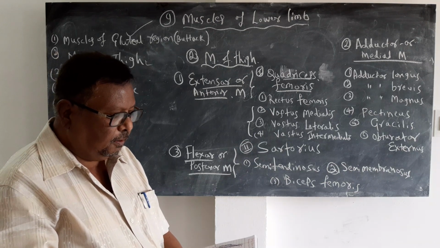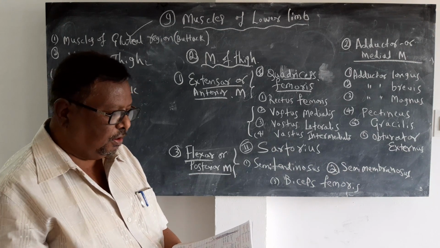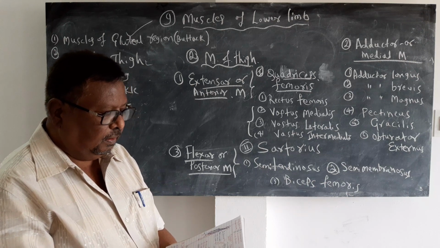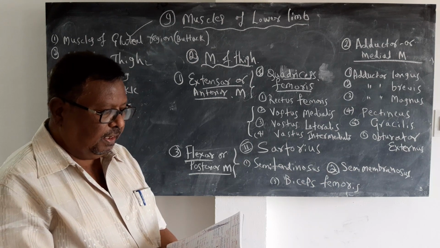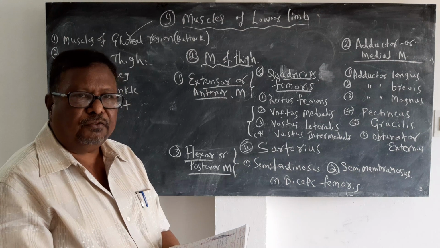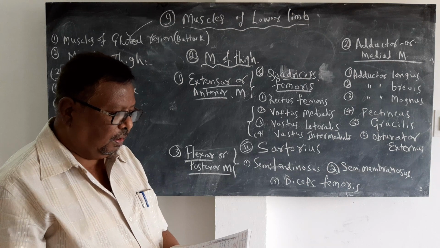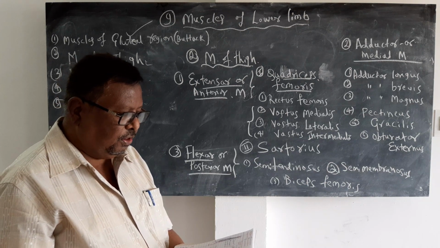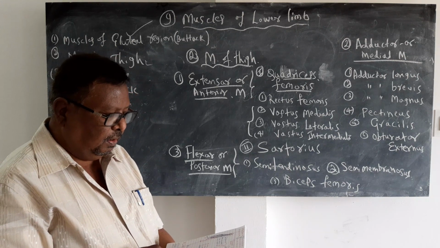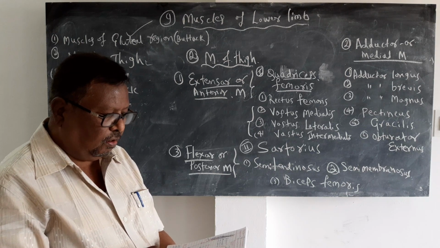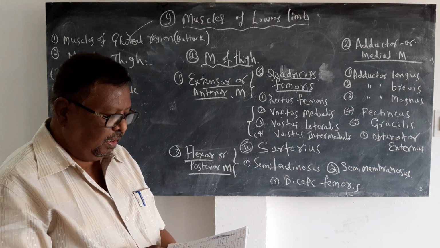The quadriceps muscle is a powerful extensor of the knee joint. It is the biggest muscle in the body, covering the front side of the femur. Coming to the first one, rectus femoris, the origin is from the ilium of the pelvic girdle. Insertion is into the tibial tuberosity of the tibia bone by a strong round tendon.